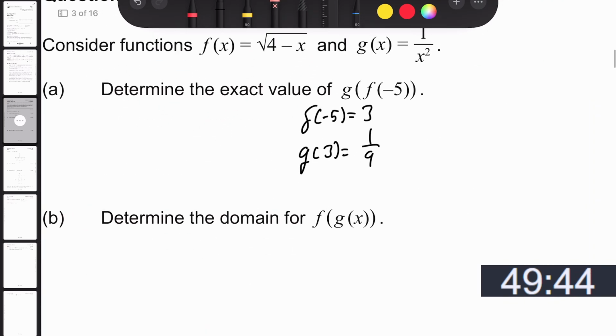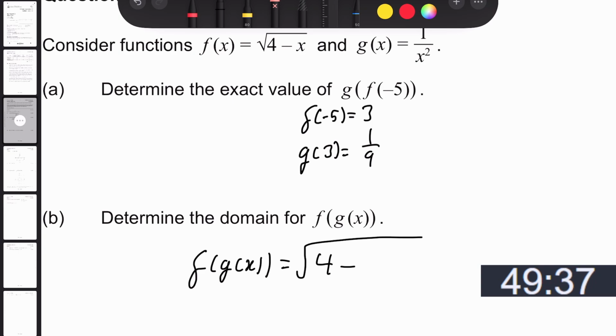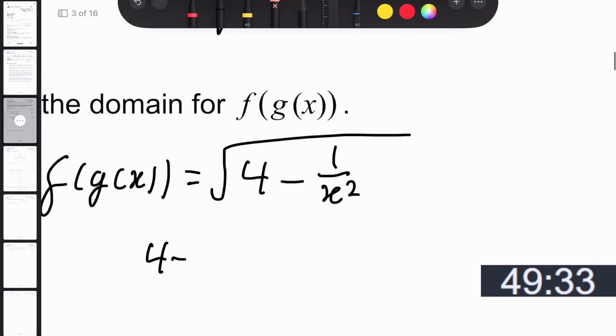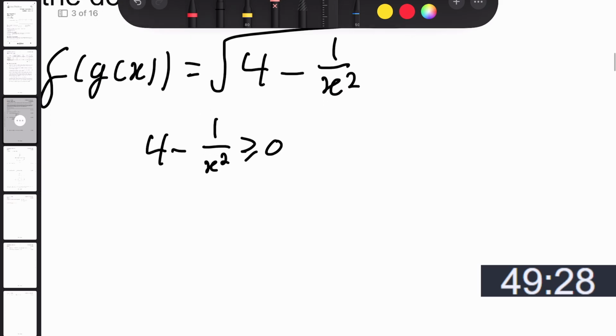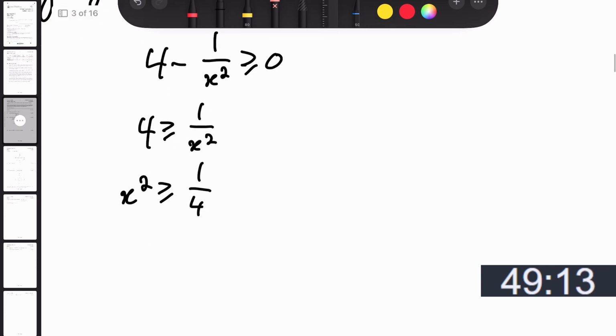The domain for f of g of x is going to equal the square root of 4 minus 1 on x squared. So then here we're going to have 4 minus 1 on x squared must be greater than or equal to 0. So then 4 must be greater than or equal to 1 on x squared. So then let's say x squared is greater than or equal to 1 on 4.